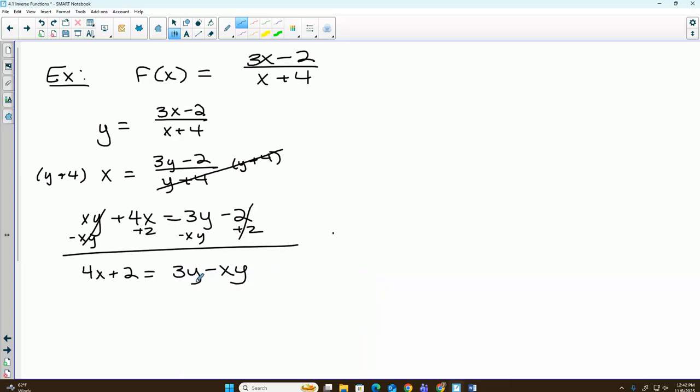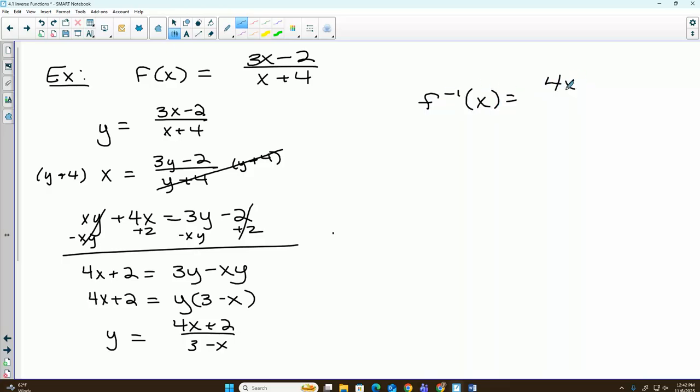Okay, they aren't like terms, so I can't actually subtract them, but what could I do? Take out a y. So then you would divide. So y is 4x plus 2 over 3 minus x. So the inverse, f inverse of x, is 4x plus 2 over 3 minus x.